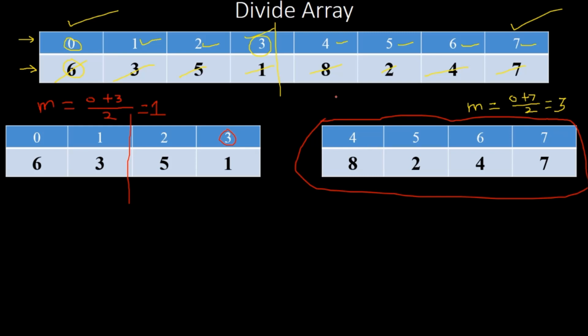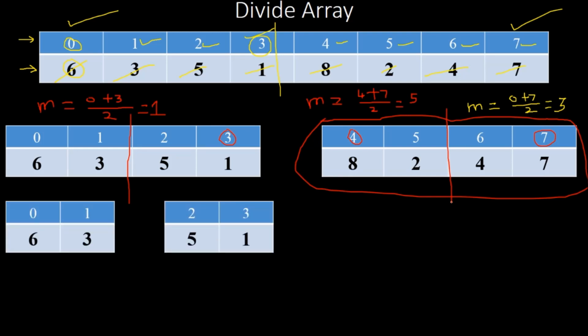For recalculating the m, what will be the value of low here? The value of low will be 4, because this is the lowest index and the highest index is 7, right? So 4 plus 7 is 11. 11 divided by 2 is, in round figure, 5, right? So 4, 5 will be one array, and index numbers 6 and 7 will be another array. So in this way we again divide this array into two parts.